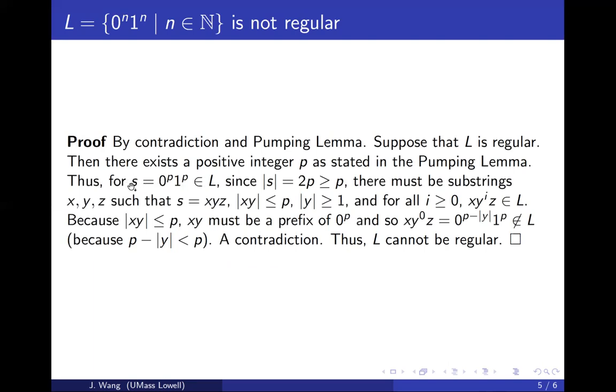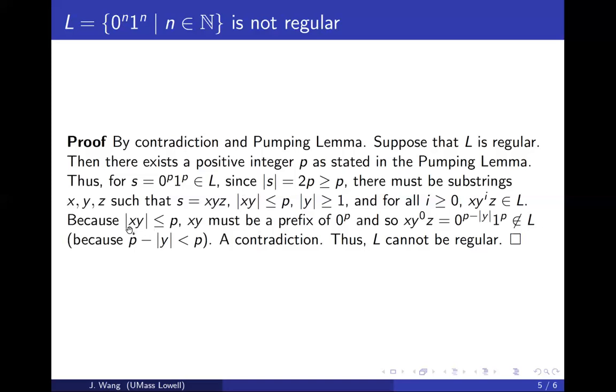In order to prove a contradiction, we can pick a particular s. In this case, it is straightforward to pick s to be 0 to the p followed by 1 to the p. So the length of s is 2p, which is greater than or equal to p. So it satisfies the condition of the pumping lemma. Then by the pumping lemma, there must be substrings x, y, z such that s equals xyz, the length of xy is bounded above by p, y is not empty, and for all i greater than or equal to 0, x y to the i-th power z is in L. So you can pump it down and pump it up, and they are still in L.